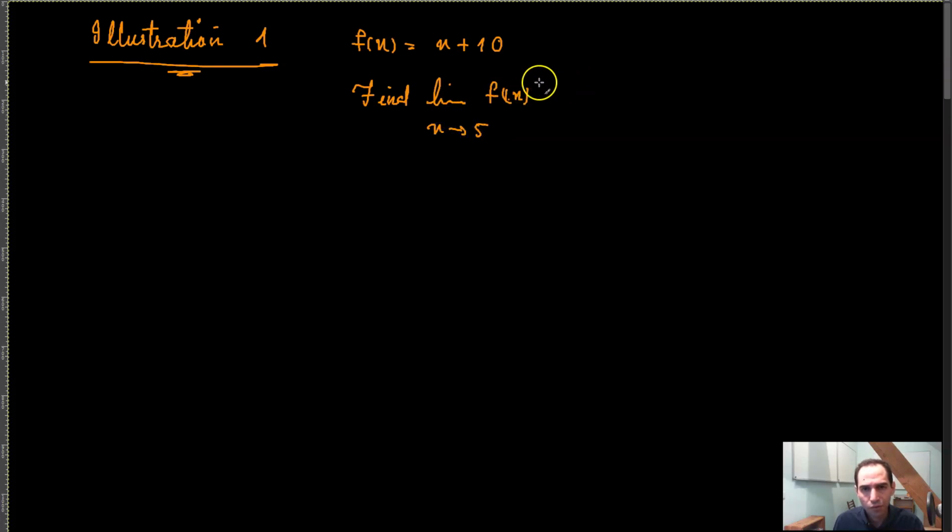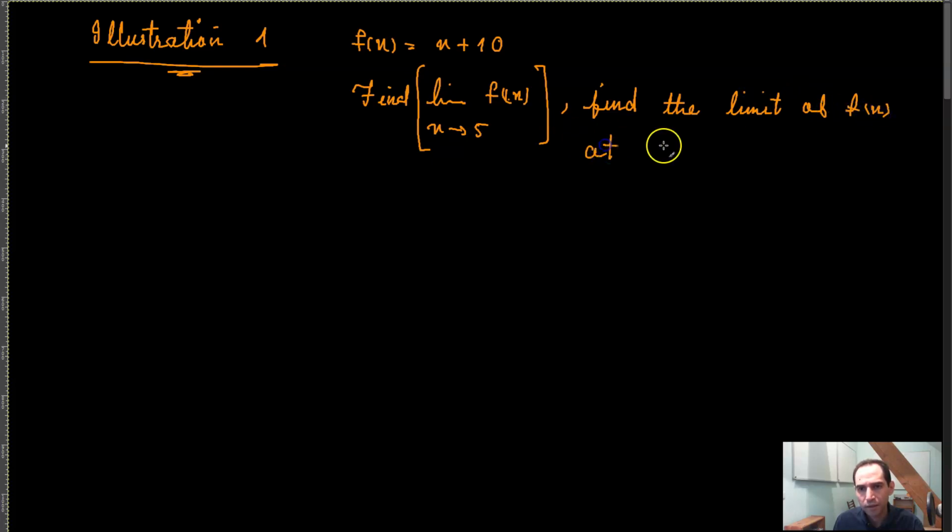We have considered the function f of x is equal to x plus 10. We want to find the limit of this function at x is equal to 5. We want to find the limit of f of x as x tends to 5, or we can say also find the limit of the function, the limit of f of x at x is equal to 5.